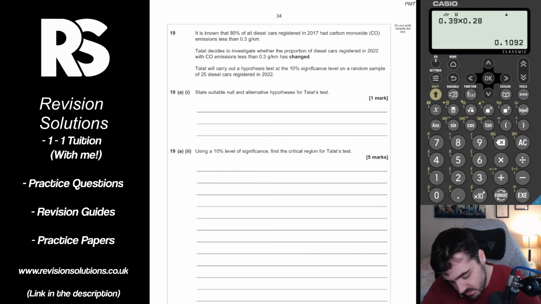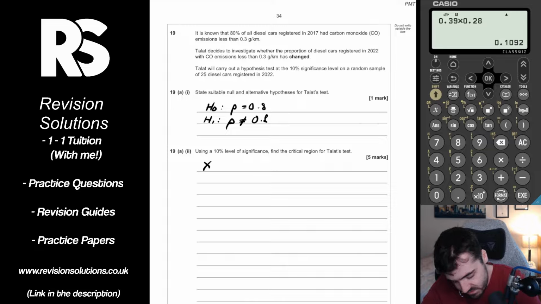So suitable null and alternative hypothesis. So that would be H0, where p is 0.8, and H1 is just a change, so p is not equal to 0.8. It says use a 10% level of significance to find the critical region for Talat's test.